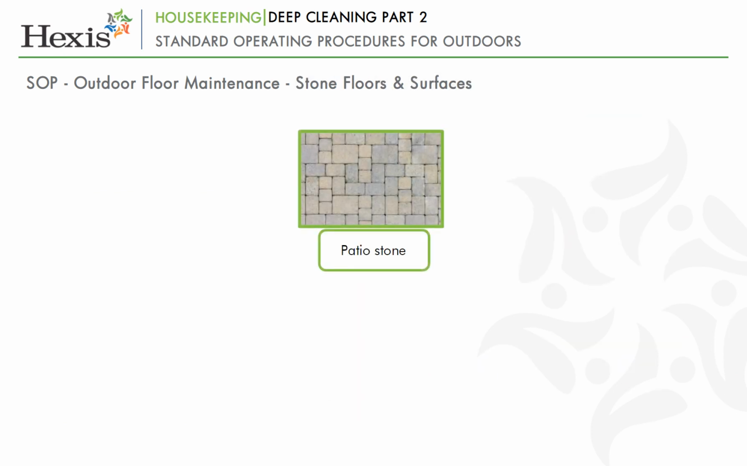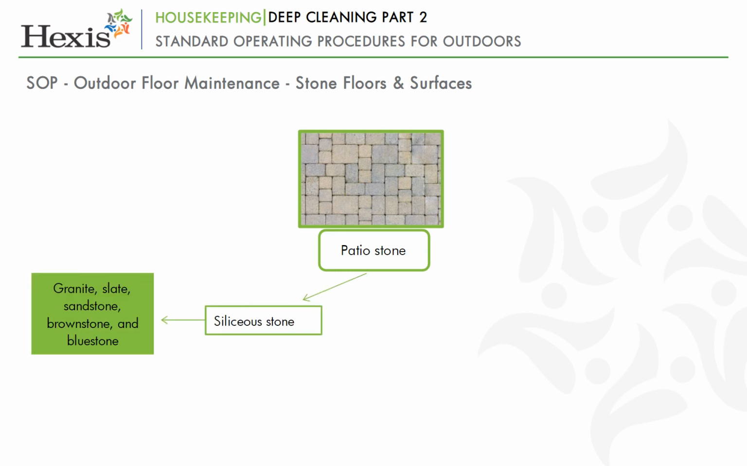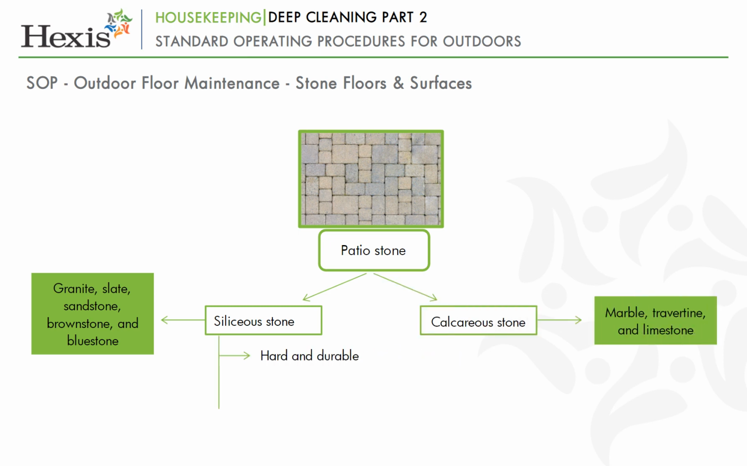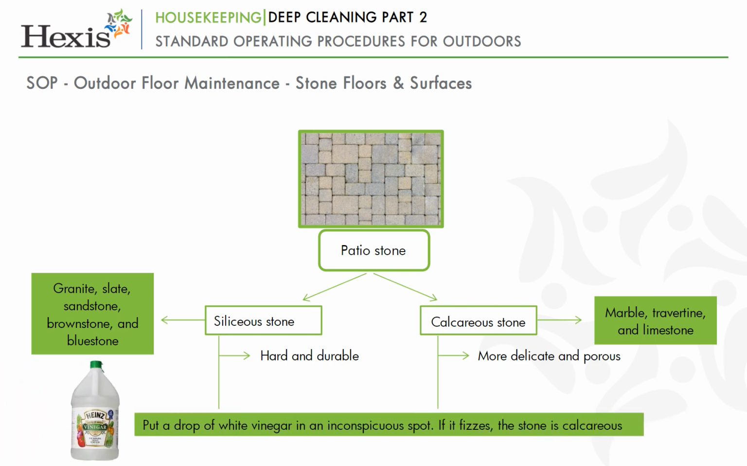Patio stone can be divided into 2 categories. Siliceous stone, that is granite, slate, sandstone, brownstone and bluestone, is hard and durable. Calcareous stones, that is marble, travertine and limestone, are more delicate and porous, so they are susceptible to stains. To tell which kind you have, put a drop of white vinegar in an inconspicuous spot. If it fizzes, the stone is calcareous.